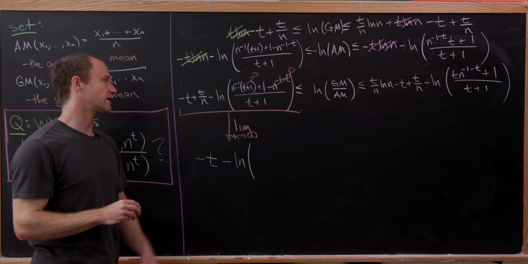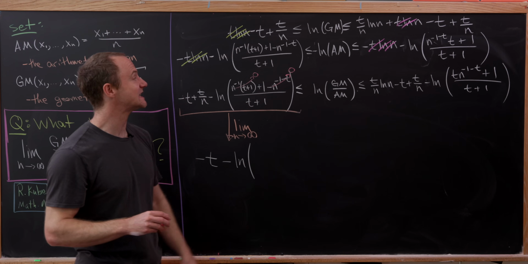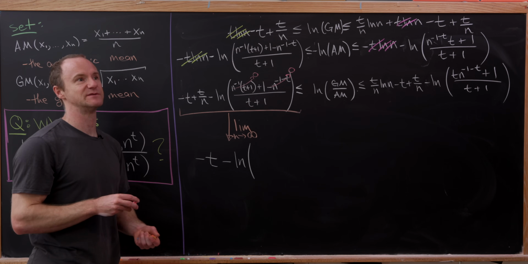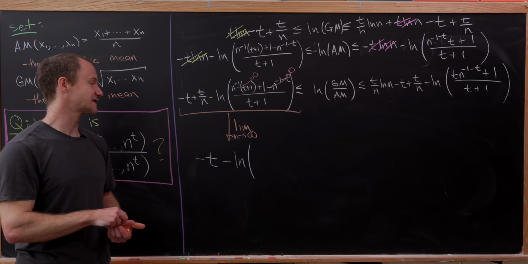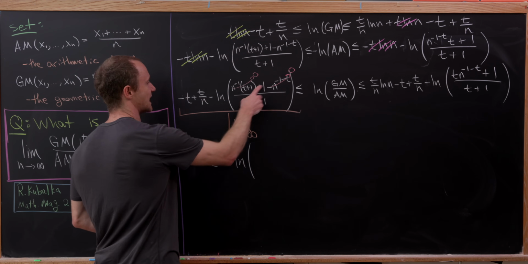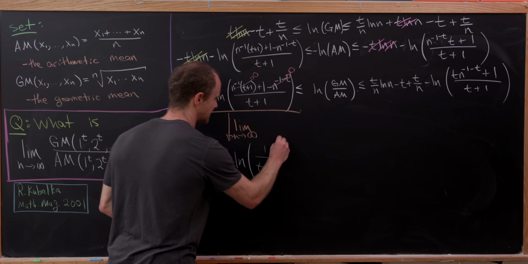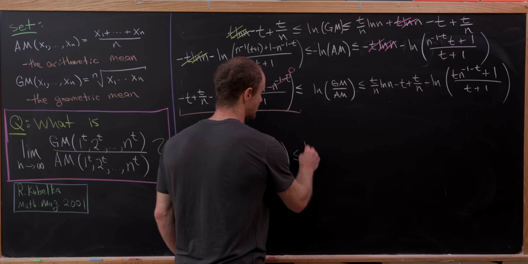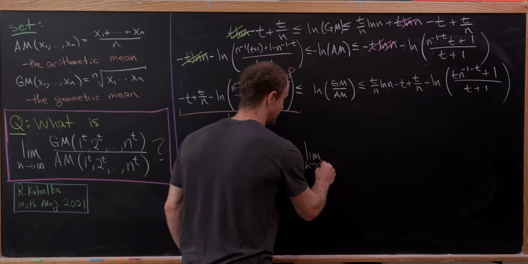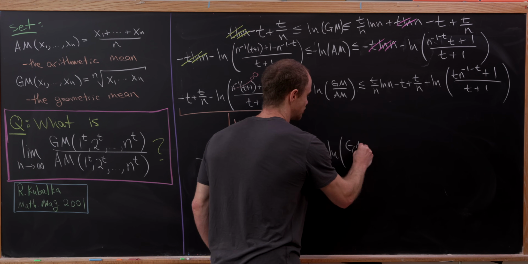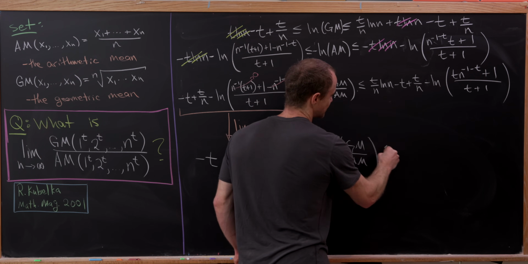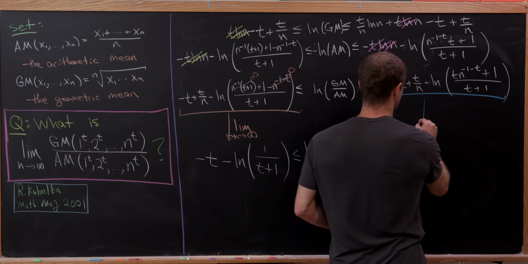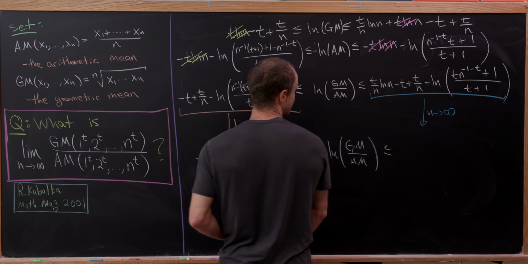And that's because now we're including this assumption that, I think t has to be bigger than -1, but maybe we just take it to be bigger than 0 to be safe. So anyway, that's going to go to 0, but then that's going to leave us with the natural log of 1 over t plus 1. Okay, so that's what we've got at the moment. And then that's going to be less than or equal to the limit as n goes to infinity of the natural log of our GM over AM, which is in turn less than or equal to what's going on this side. So let's see what happens to this as n approaches infinity.